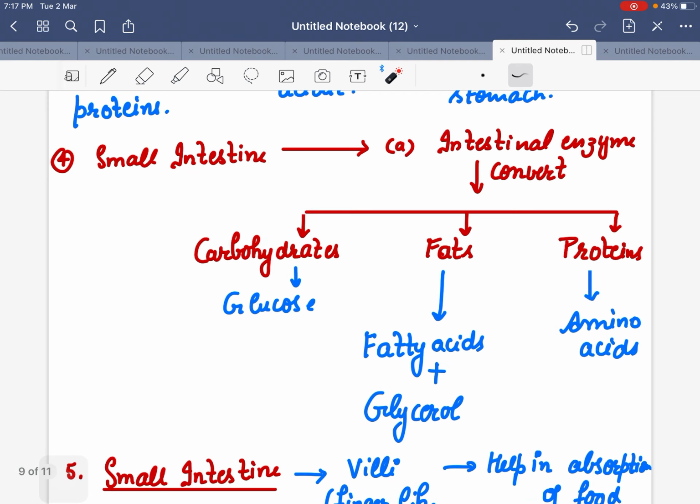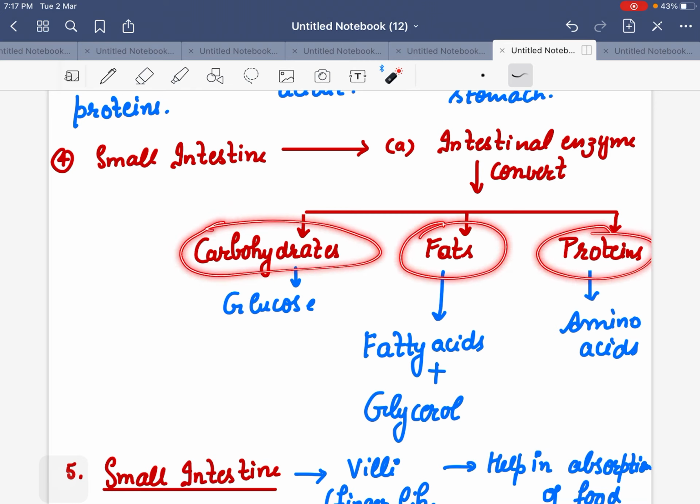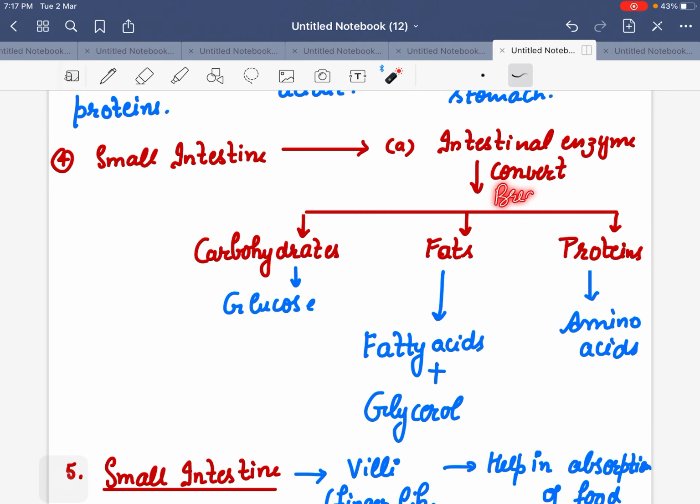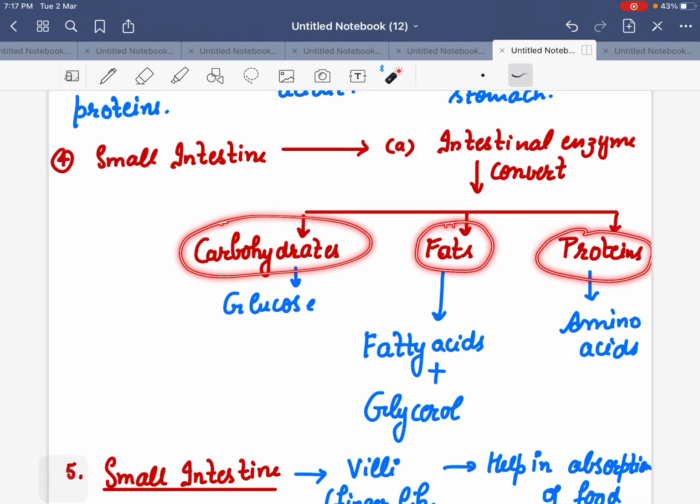Now the small intestine. After the stomach, food reaches the small intestine. The intestine has a few enzymes. So intestinal enzymes convert carbohydrates, fats or proteins. Don't write convert, just write they break down. They break down your carbohydrates, they break down your fats, they break down your proteins. When carbohydrates break down, sugar is formed, glucose.